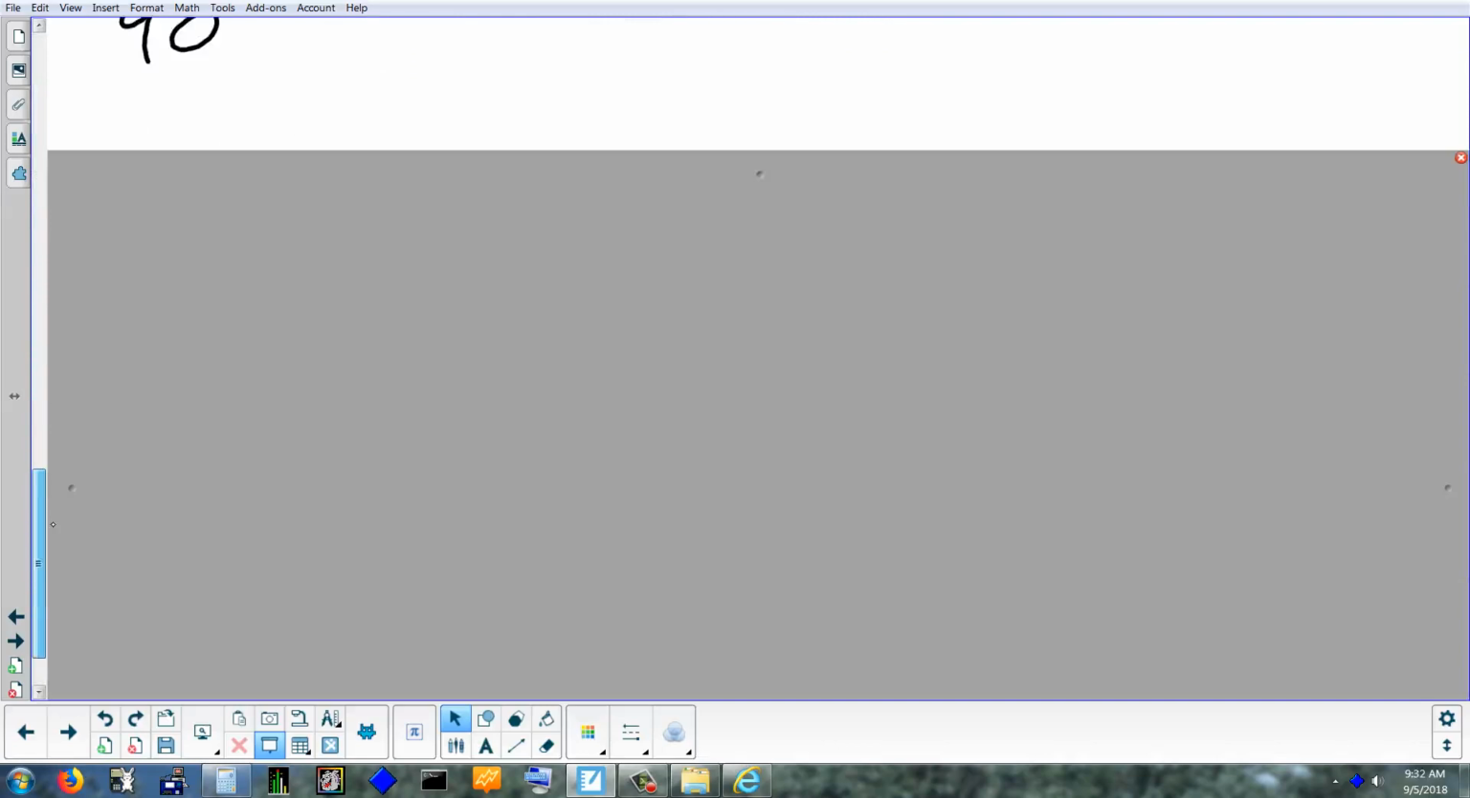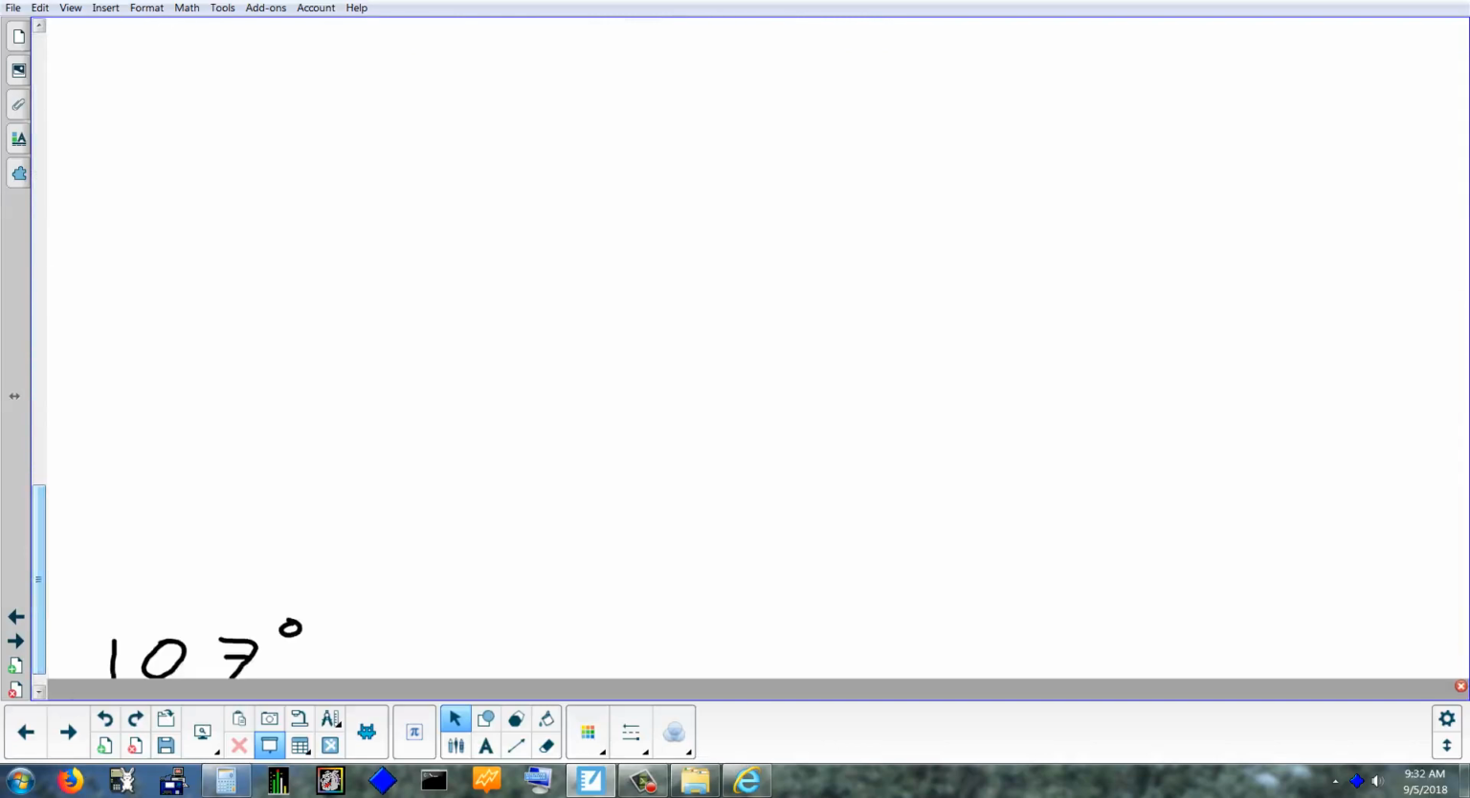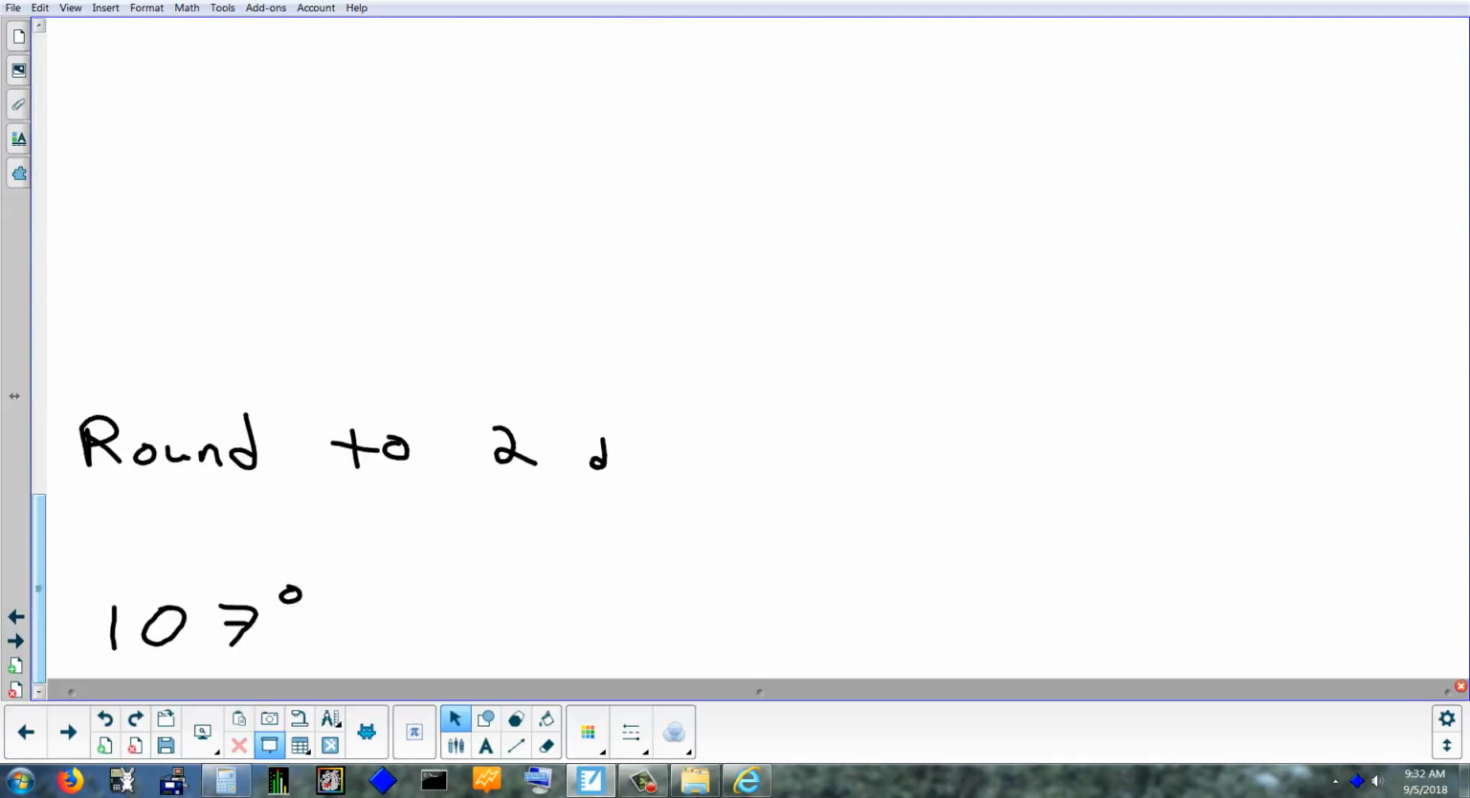That's kind of the same, so let's do one that's a little different. Let's do 107, and this one I'll say round to 2 decimal places. Wait, so this one is turned into a decimal? Yep, this one you'd have to use a calculator for. We'll set it up, but then we'll type it in.